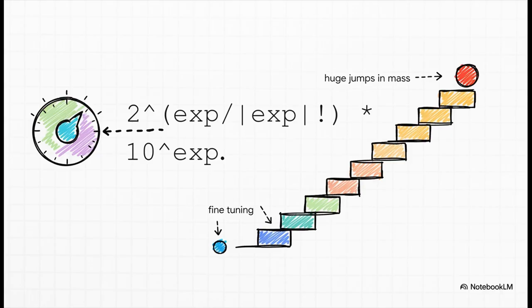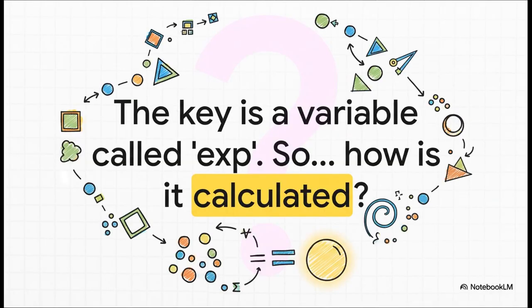You see that 10 to the power of x part on the right? That's the powerhouse. It's like the sledgehammer that creates these huge astronomical jumps in mass between particle generations. And that other part on the left, that's your fine-tuning dial. It tweaks the final value with incredible precision. But here's the thing, the whole magic of this formula, everything, hinges on that one little variable, xp. So you have to ask, right? Where does this xp number even come from? It can't just be random. Otherwise, the whole model falls apart.